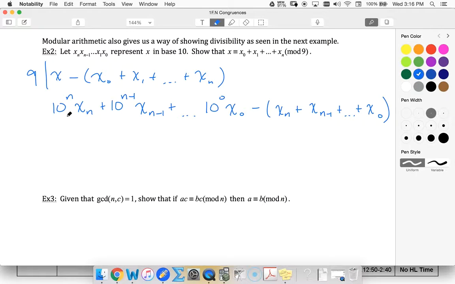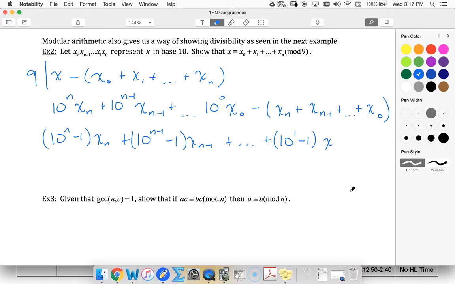Now, what I'll find is that I'm going to have 10 to the n minus 1 x sub n's. So here I'm just looking at my right-hand side here. So 10 to the n minus 1 x sub n's plus 10 to the n minus 1 minus 1 x sub n minus 1's plus. Now I'm going to have x sub 0 minus x sub 0, so that's going to end in 0. My term before that is going to be 10 to the 1 minus 1 x sub 1's. And then we end with 0, of course.